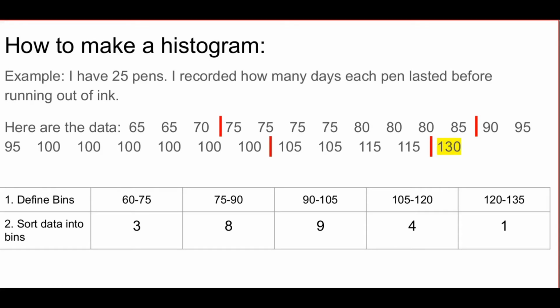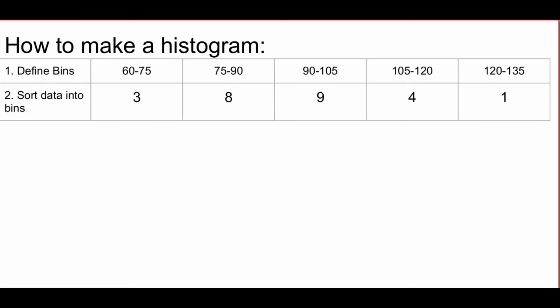Now that we've created our data table, let's make a little more space. This has already organized the data quite a bit. I can see that the largest number of pens last between 90 and 105 days, and almost all the pens last between 75 and 105 days. But I'd like to make this a bit more visual.